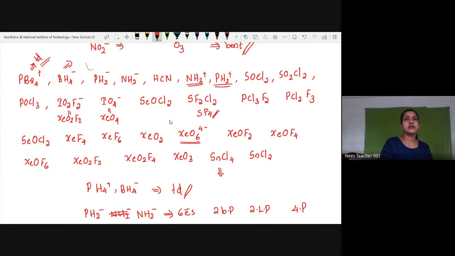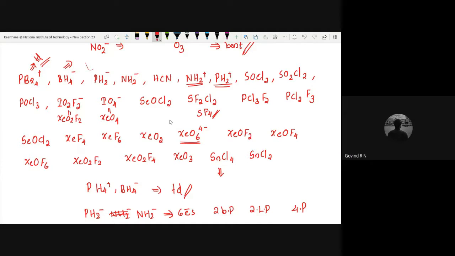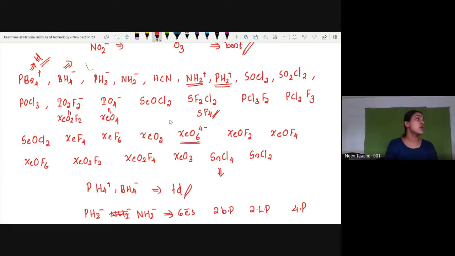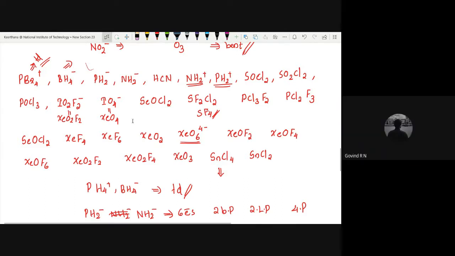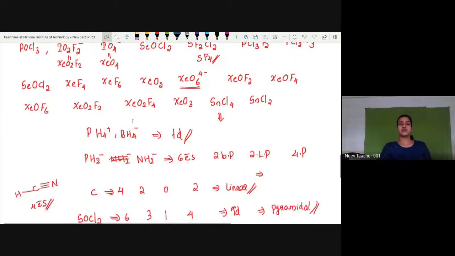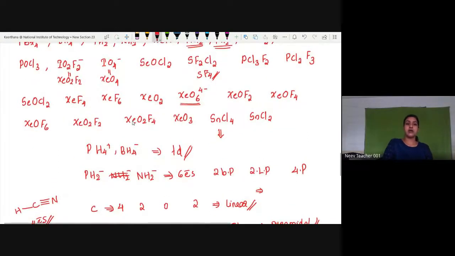What is the geometry or what is the shape? PCl3F2, both geometry and shape are trigonal bipyramidal. Yes, and PCl2F3, both will be exactly the same. SeOCl2, we already discussed, right? XeF4.